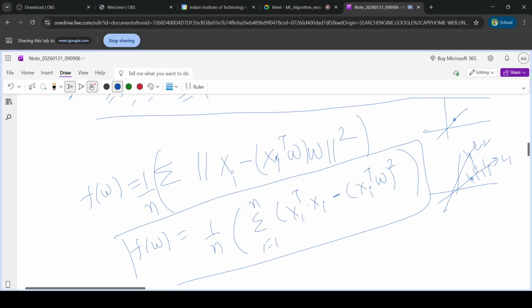But you will see that because we are interested in w, you want to find the w value which gives you the minimum, so you don't need this, because there is no w here.